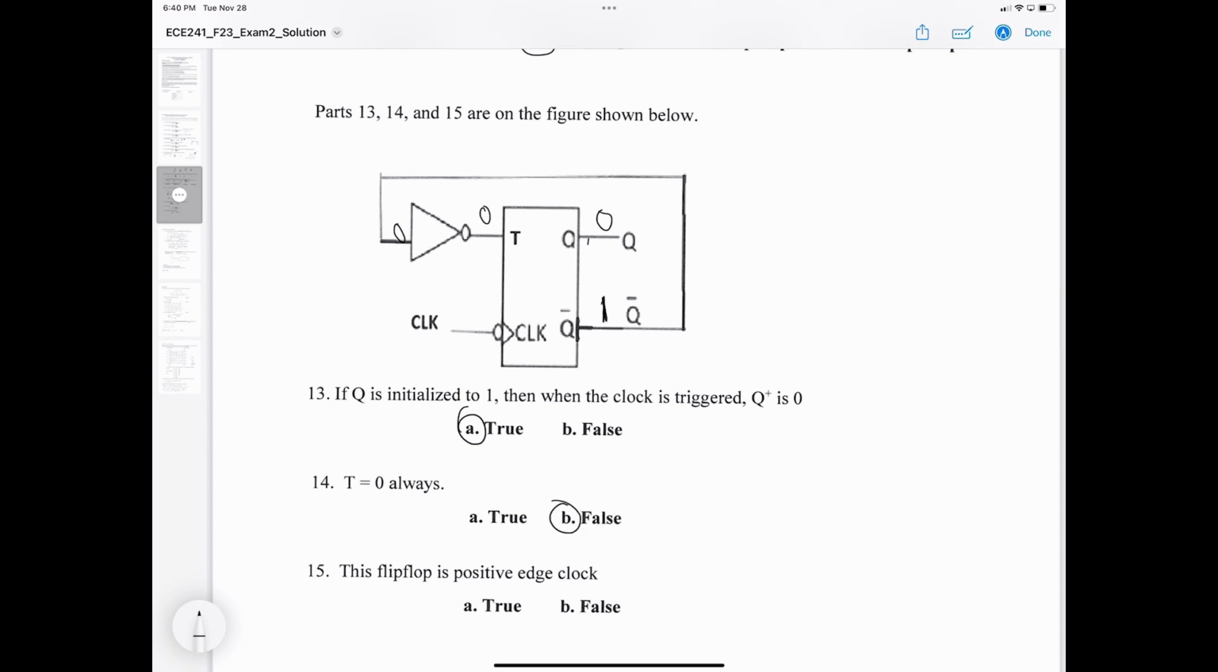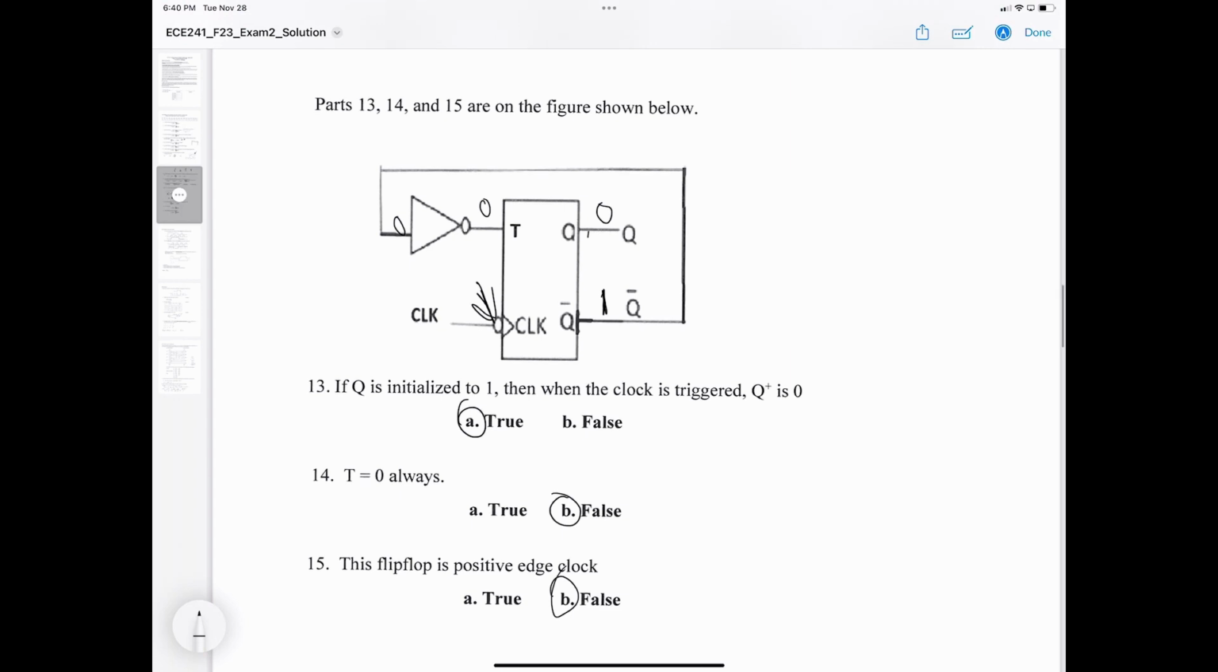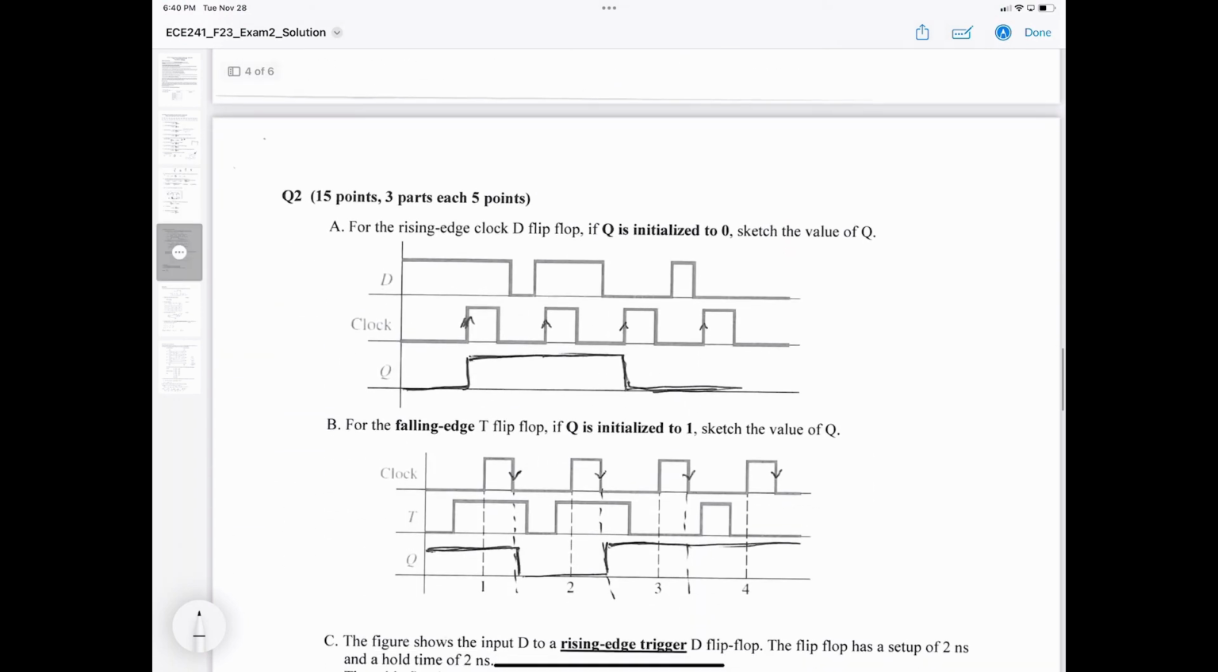The flip-flop is positive edge. Well, there's a little bubble here, so no, it is falling edge. So that's false. Alrighty. So for this diagram here, you're going to use the excitation table. D is a function of the next state. But this is a rising edge, so Q is going to follow the value of D.